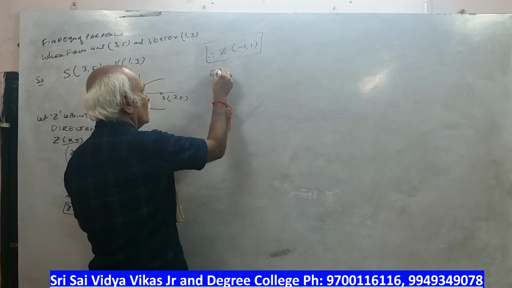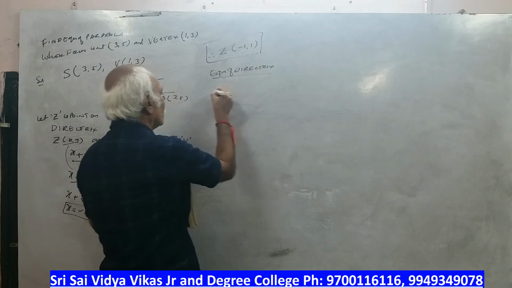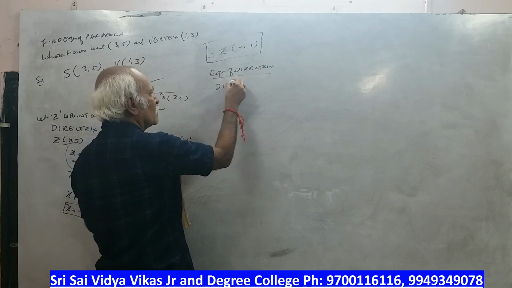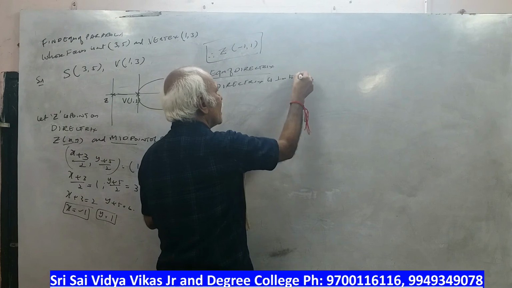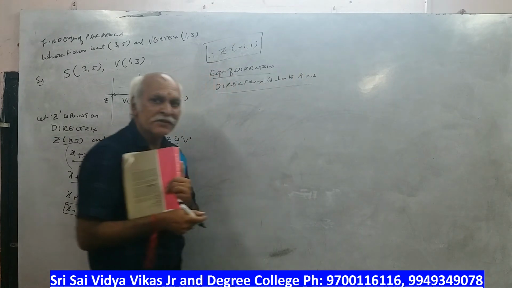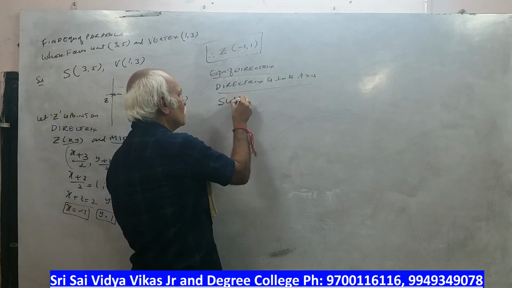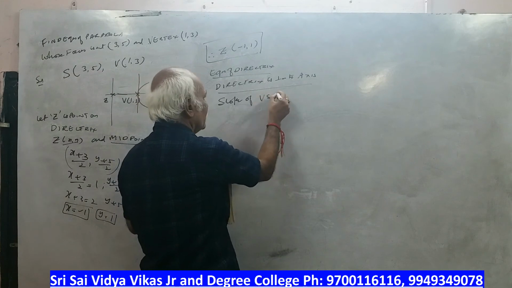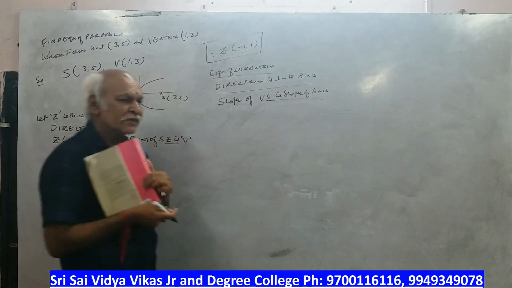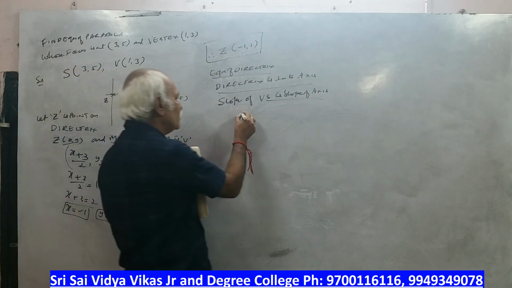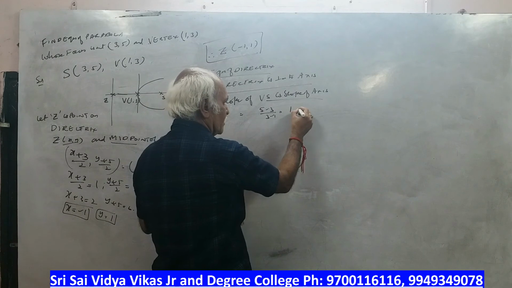Now again, the equation of the directrix. The directrix is perpendicular to the axis. This is a statement I gave just now: the directrix is always perpendicular to the axis. Now the slope of VS is the slope of the axis. What is the slope of VS? (5 minus 3)/(3 minus 1), which is equal to 1. We call it m.